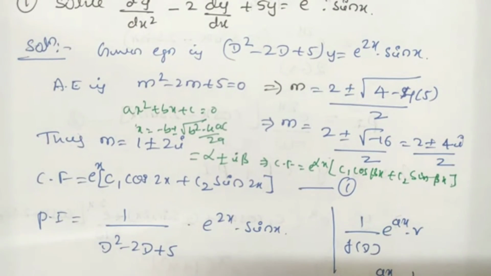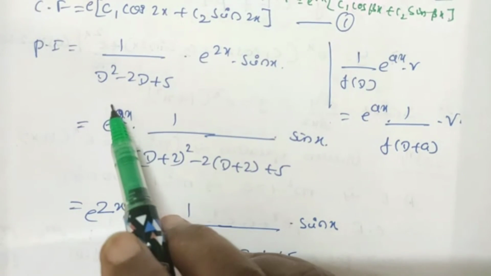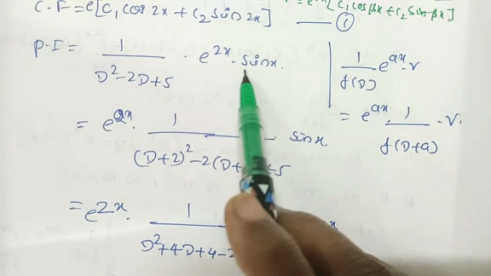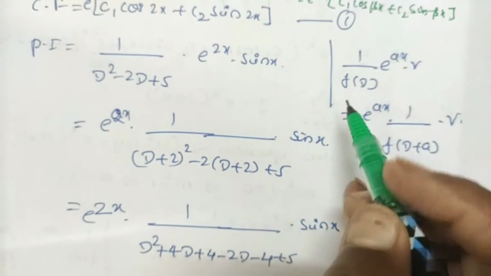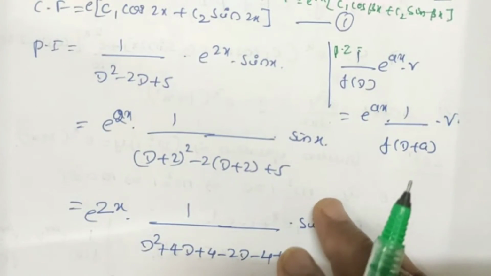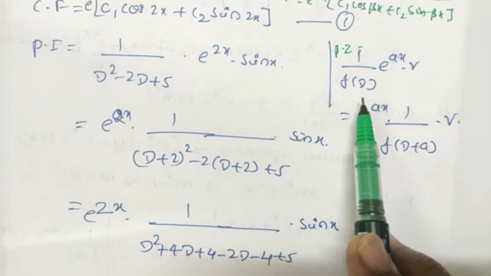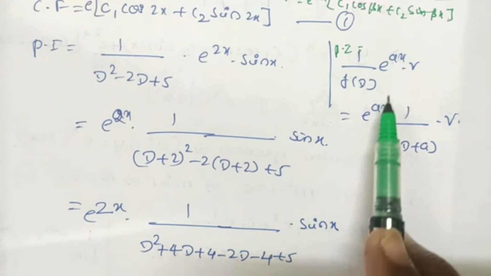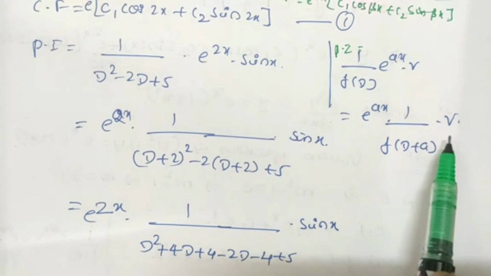Next you have to find the particular integral. To find the particular integral, it is 1 by f of d, that is d square minus 2d plus 5, into e raised to 2x into sin x. It is in the form of particular integral of e raised to ax into v, which is equal to 1 divided by f of d e raised to ax into v, which is equal to e raised to ax as it is, and you replace d by d plus a, acting on v.